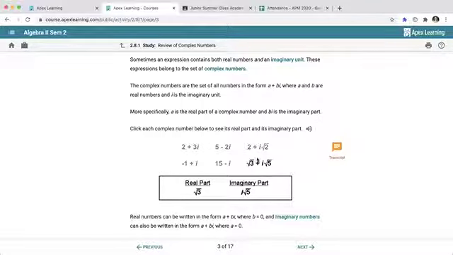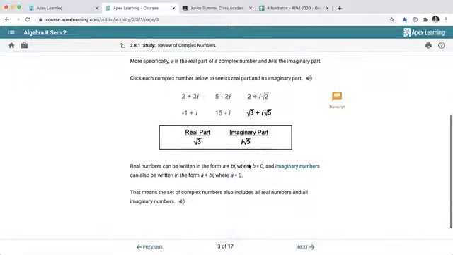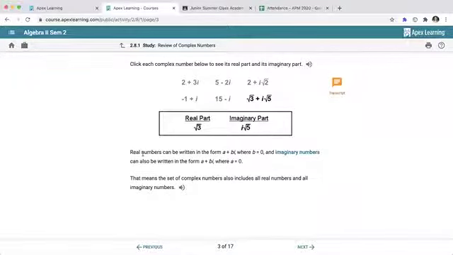When we start to get into negatives under the radical symbol, if they have an index value that's even, so square root, root of 4, root 6, if it's even and it's negative, that's what turns it into this imaginary part here. Now a good thing to notice here, real numbers can be written in the form A plus BI, where B is equal to 0. And imaginary numbers can also be written in the form A plus BI, where A is equal to 0.